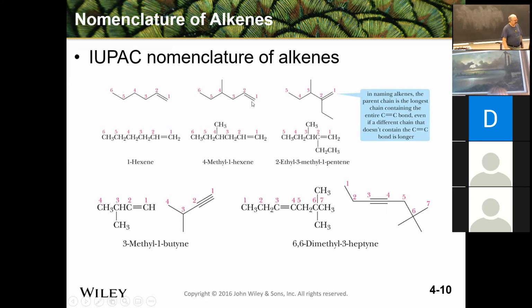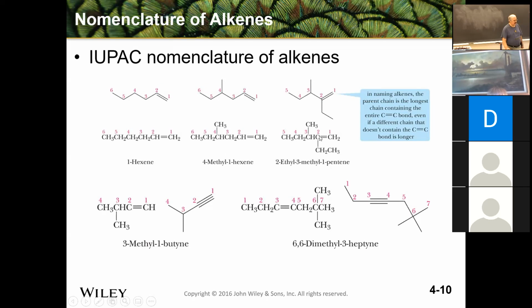Okay, and the second one, the double bond takes priority over the methyl group. We give the double bond the lowest possible number. The other substituents will fall where they may. Okay, so this is 4-methyl-1-hexene.